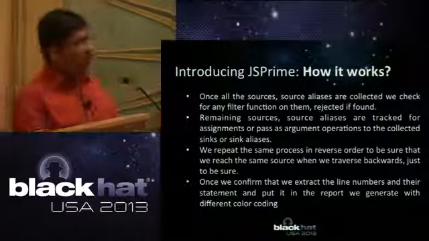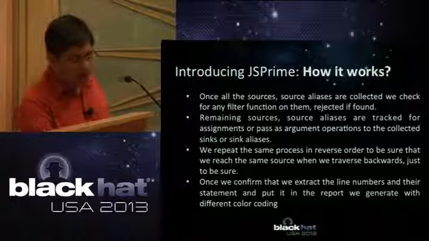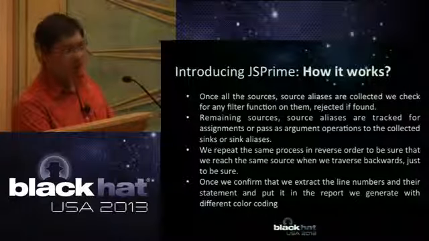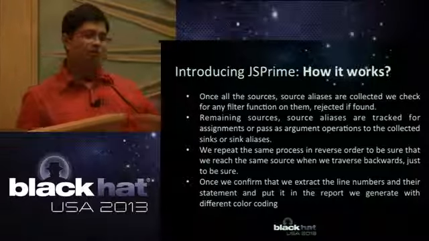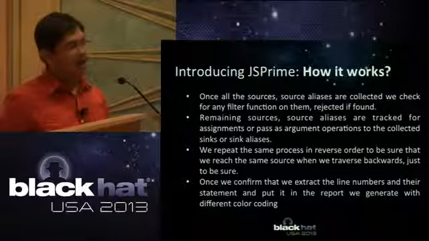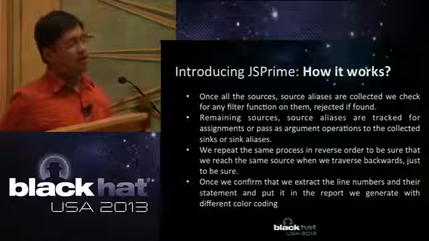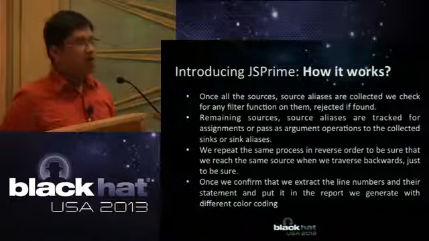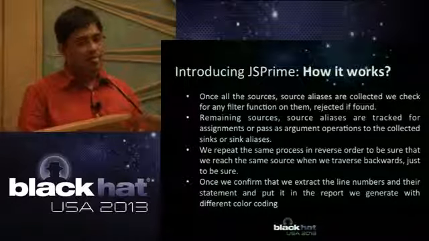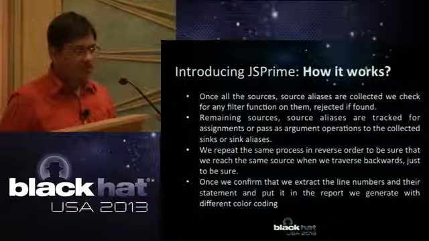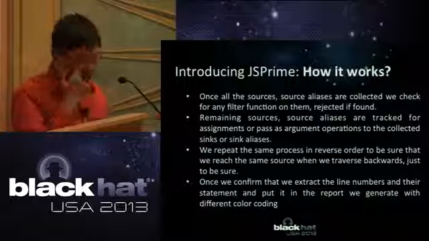Now once we have done up to this, we do the same process, all these steps, in the backward direction. First we did it in a top-down direction, then we move backwards in a bottom-up approach, so that we can be double sure that we reach the exact source if we start from the sink again, just to avoid false positives.